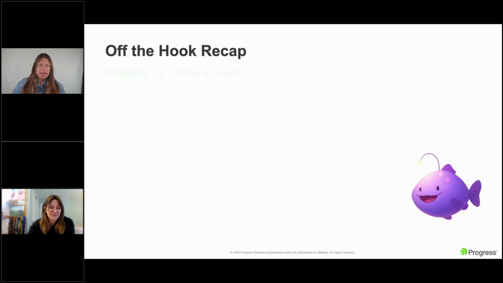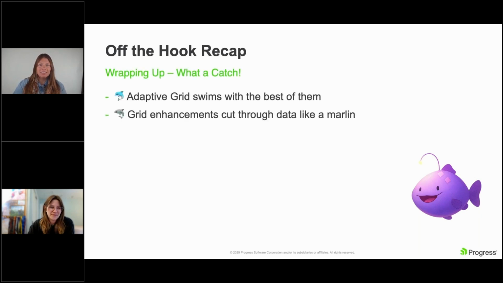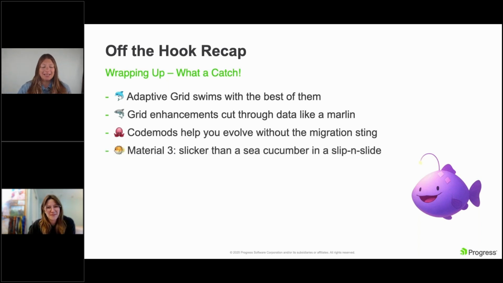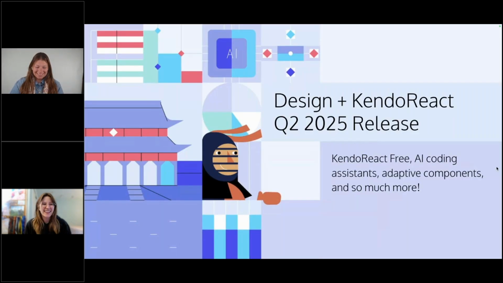Did we highlight that? I think I already highlighted that one earlier. So a quick recap on just the features that we covered in Angular with the code mods that you can try, our adaptive grid and other grid enhancements, Material 3, as well as the OTP component. I'm going to kick off talking about both the design and the KendoReact stuff.